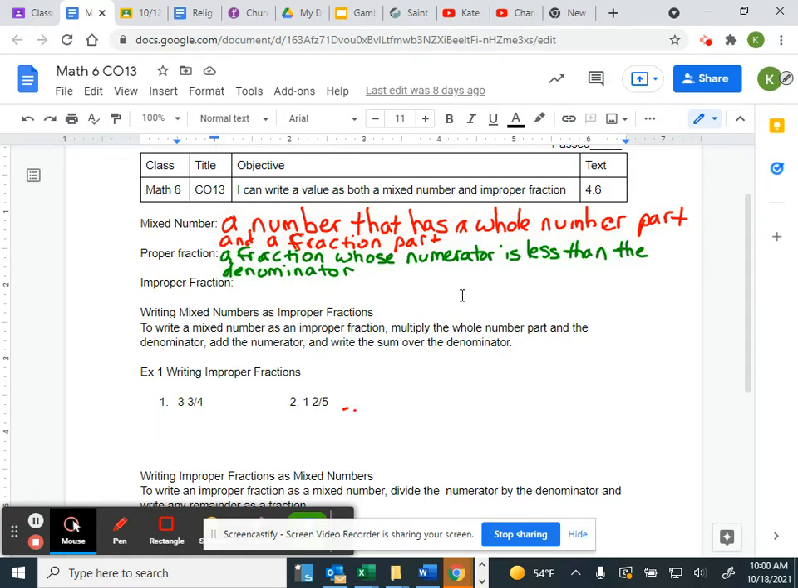And we have our improper fraction is a fraction whose numerator is greater than or equal to its denominator.